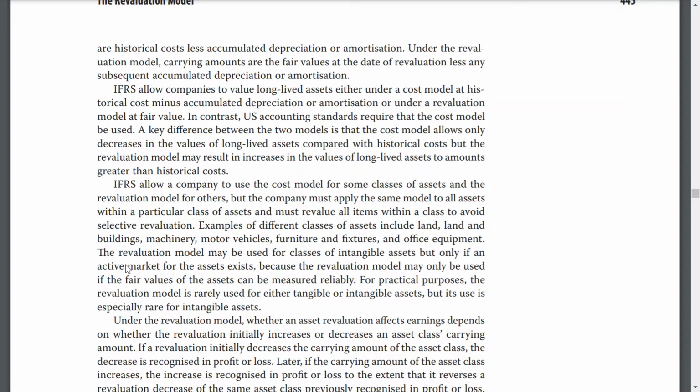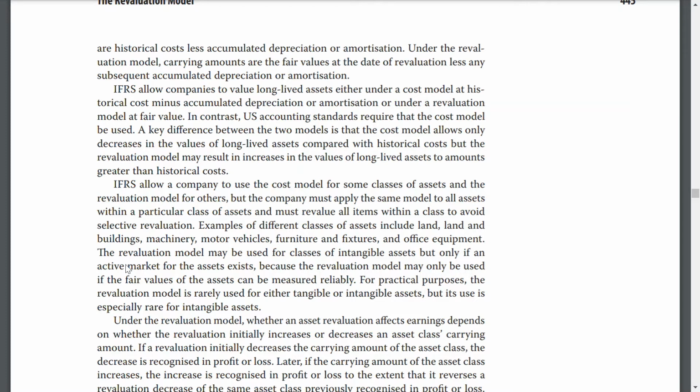IFRS allows companies to value long-lived assets either under a cost model, as historical cost minus accumulated depreciation or amortization, or under a revaluation model at fair value. In contrast, U.S. accounting standards require that the cost model be used. A key difference between the two models is that the cost model allows only decreases in the value of long-lived assets compared with historical costs, but the revaluation model may result in increases in the values of long-lived assets to amounts greater than historical costs.